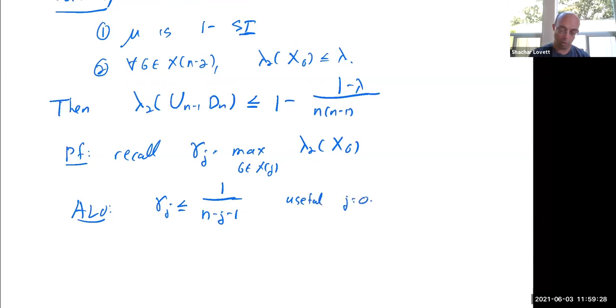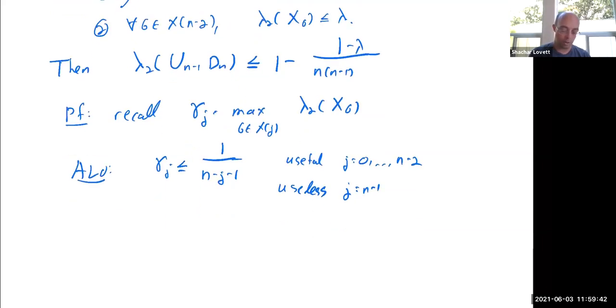This is useful for j from 0 up to n minus 2, but it is useless for j equals n minus 1, because for level n minus 1, we're going to get a bound of 1. And 1 could be not mixing at all, not even connected. But then we also know, by assumption, the top level has some mixing. So gamma n minus 2 (this should have been n minus 3 and n minus 2 here, sorry) is at most some lambda, which is less than 1.